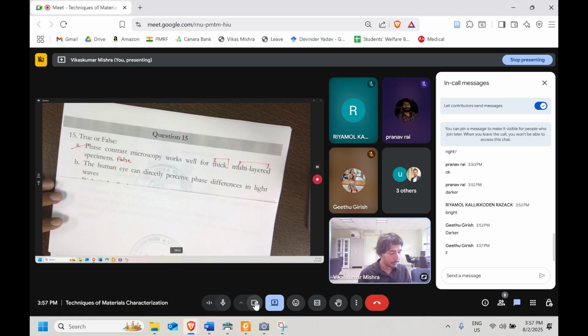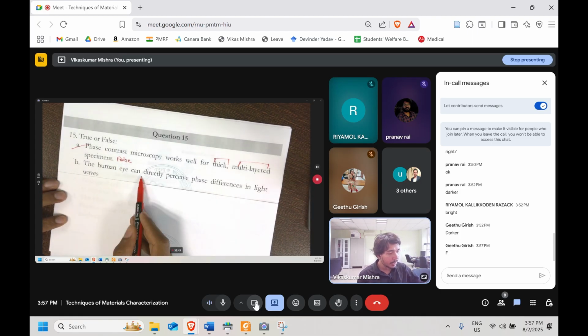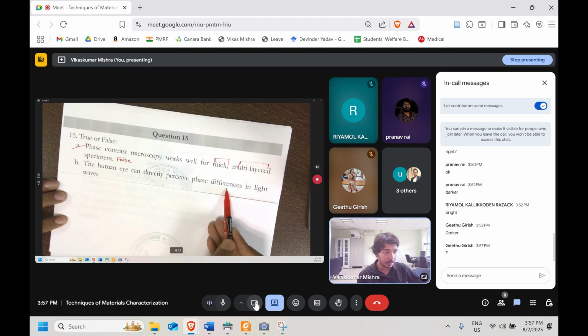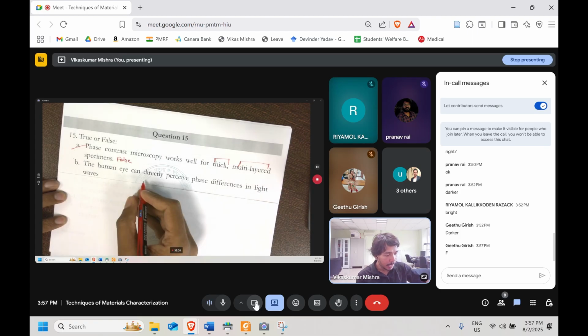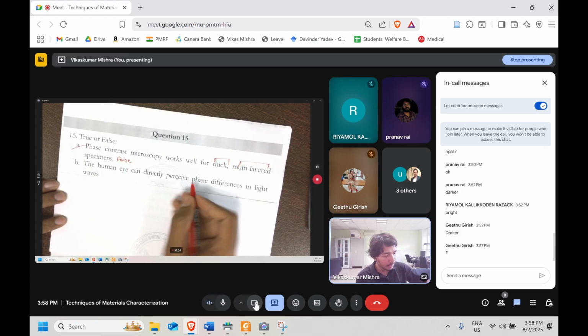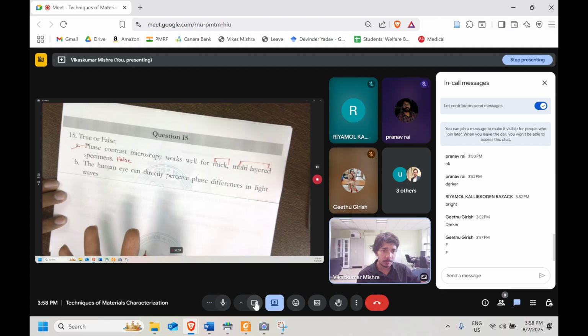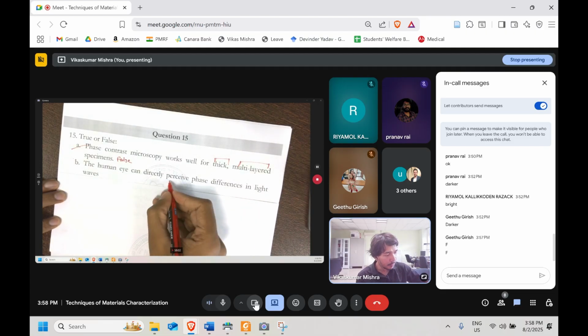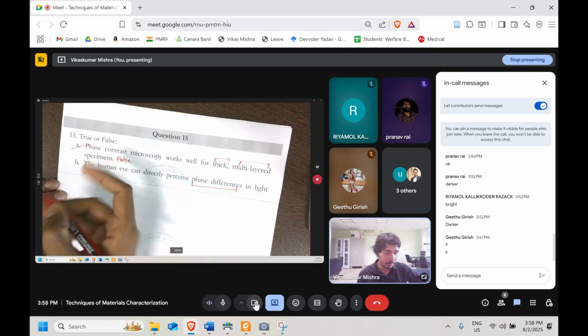Now let's go to the next one. The human eye can directly detect the perceived phase difference in the light wave. Can we directly see that? Can we directly get the phase difference? Very good. It's false, right?